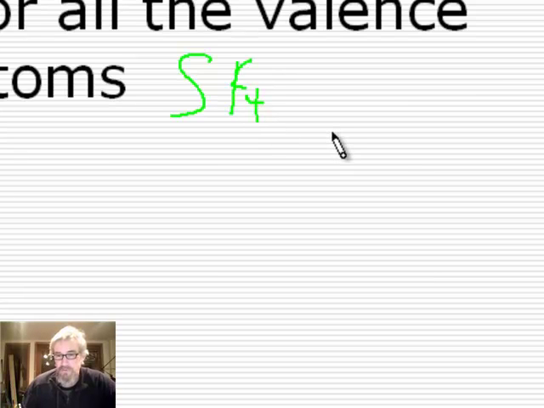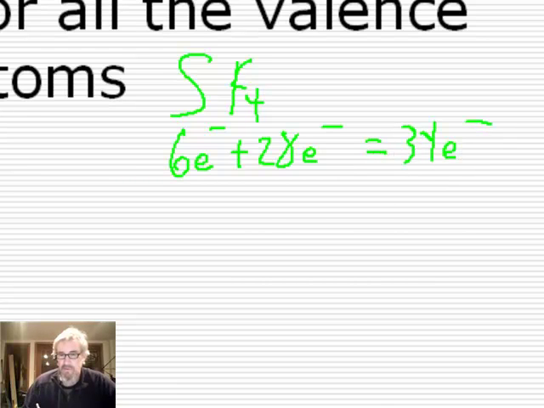SF4, sulfur tetrafluoride. Let's draw the Lewis structure for that. Sulfur is in column 6, that gives me 6 electrons. Fluorine's in column 7, and there's 4 of them, so that'd be a total of 28 electrons. 6 and 28 is 34, so my structure should have 34 electrons in it.